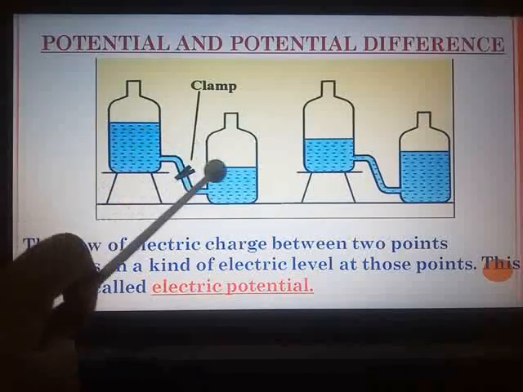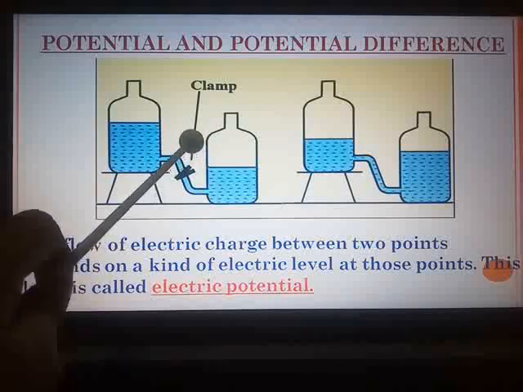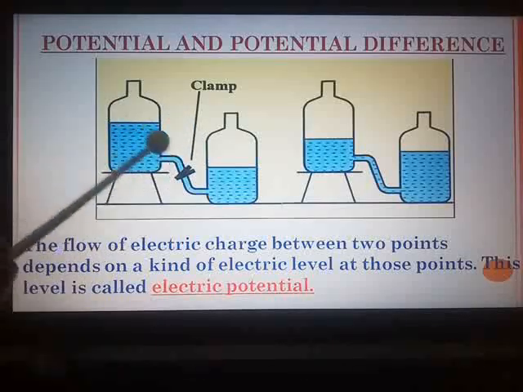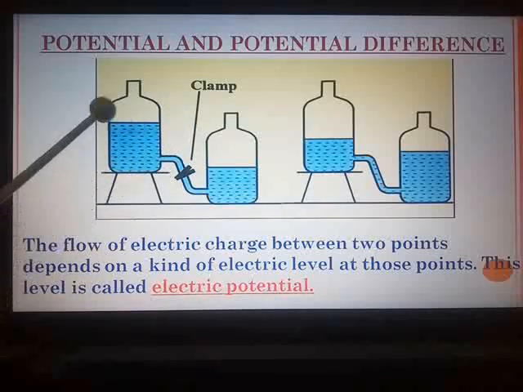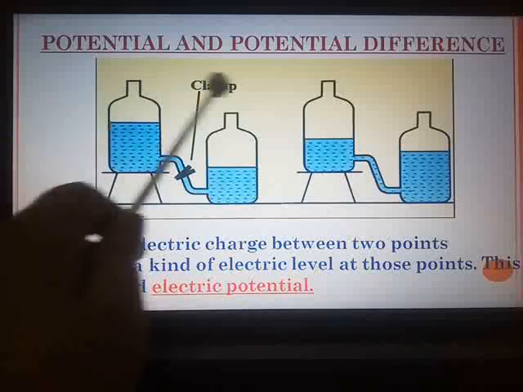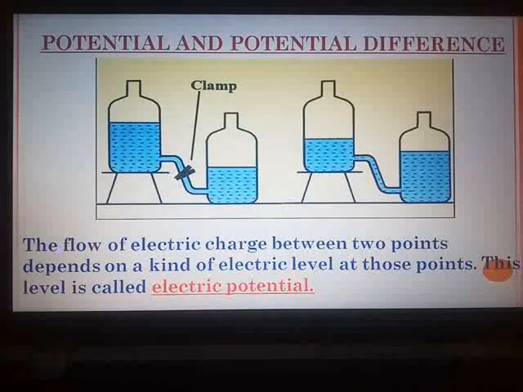You can see these 2 plastic bottles, a rubber tube joining both of them, a clamp and water. So just imagine you have to set up the experiment as you can see here in this figure. Then you slowly remove the clamp from the rubber tube and you have to note the observations.